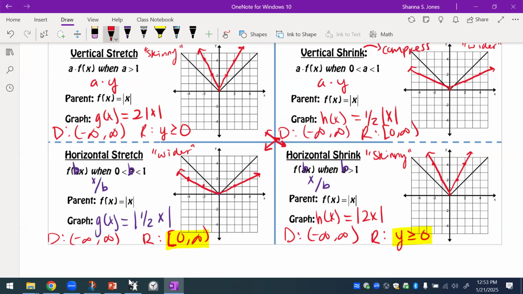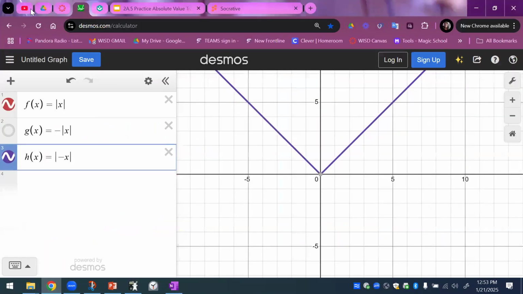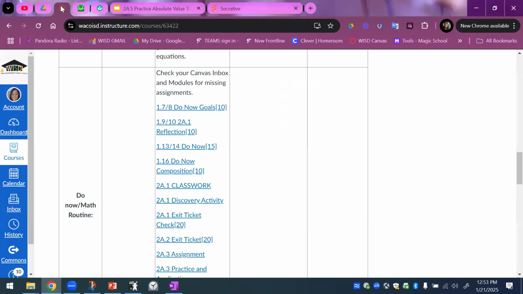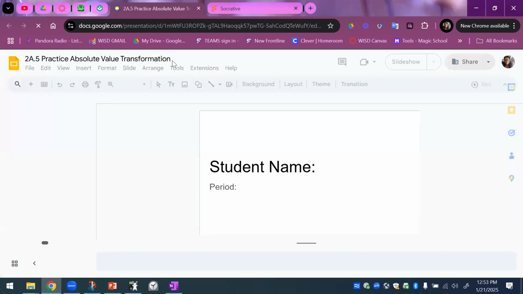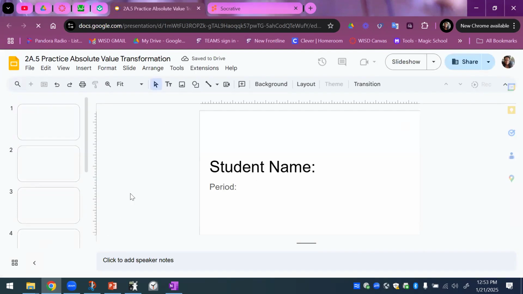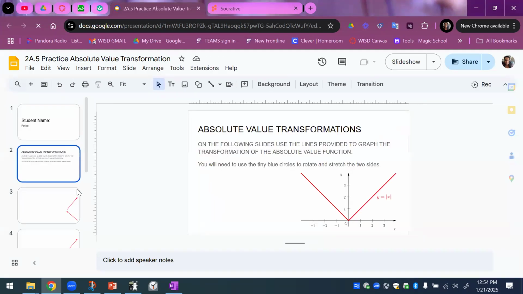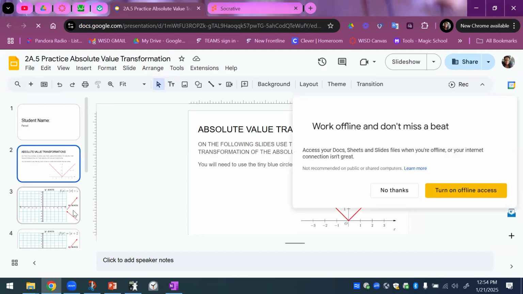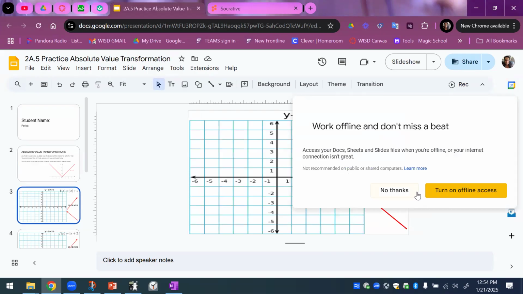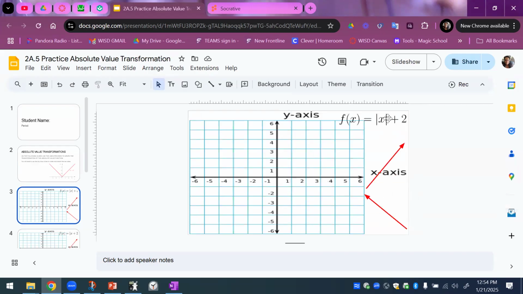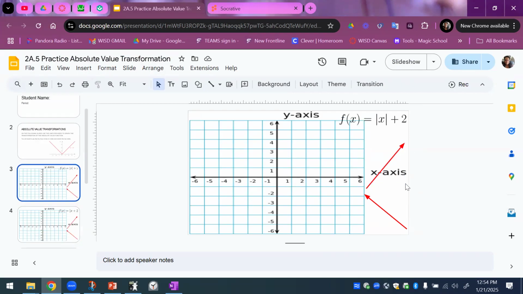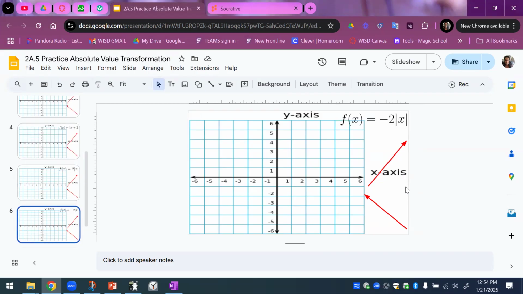So what you're going to do, this is like our little exit ticket, our practice to make sure you understand what we did, is when you go to your assignment, I think I may have to reset it, but you're going to have a Google slide assignment. And on that Google slide, you're actually going to replicate the transformations, okay? So you're now moving the arms. So if I have absolute value of x plus 2, where should it be? Okay, you're replicating.